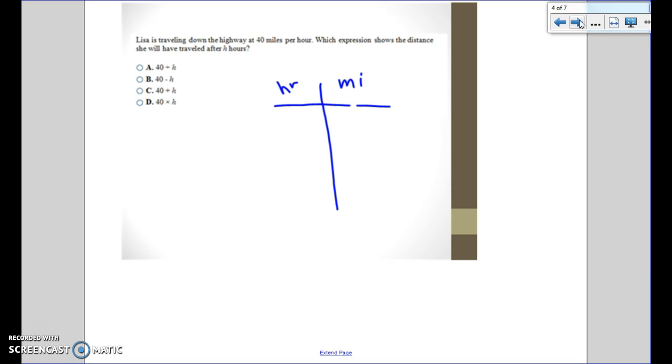In this case, it says that Lisa is traveling down the highway at 40 miles per hour. Which expression shows the distance she will have traveled after 8 hours? So let's just pretend we wanted to know how many, here's the variable here that we need to worry about. Let's just pretend that she was driving for 3 hours and try to figure out the problem that way. So after 1 hour, we know she would have gone 40 miles because she's going 40 miles for every hour. And then after 2, she would be at 80. And after 3, she would be at 120.